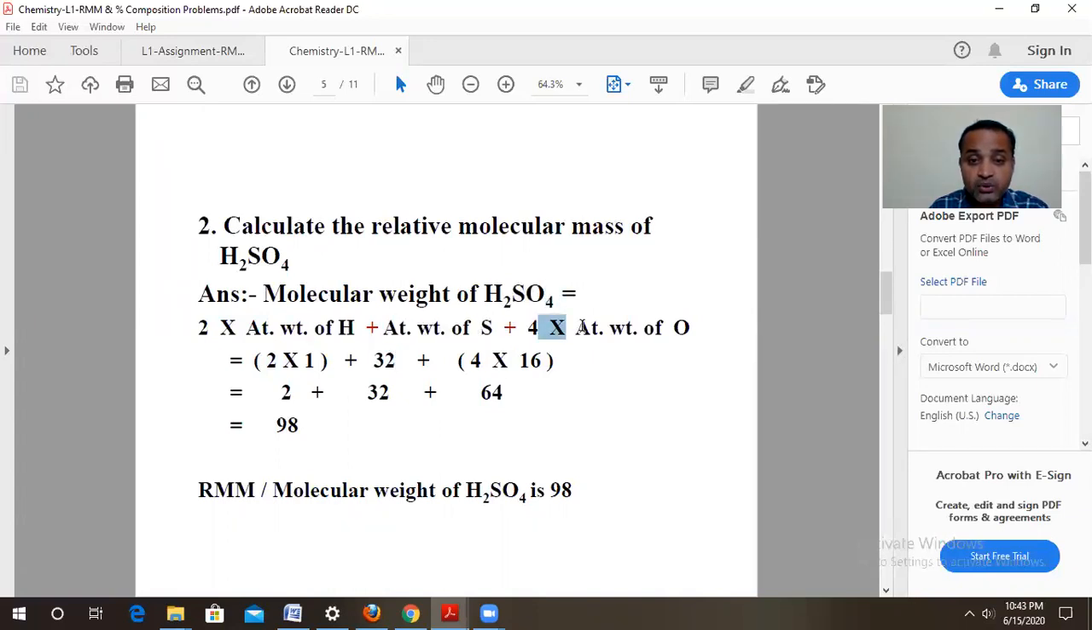So 4 into the atomic weight of oxygen. So it becomes 4 into 16. 16 is the atomic weight of oxygen. And therefore our calculation is 2 into 1, 2, plus 32, plus 4 into 16, 64. 2 plus 32 plus 64 is equal to 98. And therefore the relative molecular mass or molecular weight of H2SO4, sulfuric acid, is 98.